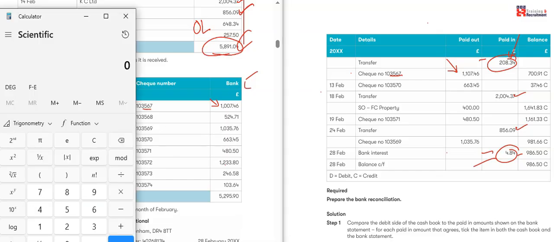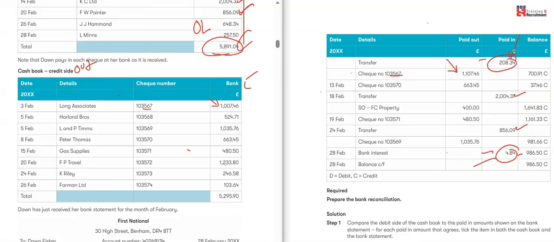Well, remember, bank is always right. If the bank says 1107.46, they're right, but we said 1007 point, it's 100 pounds, isn't it? Yes, it is 100 pounds. So we said 100 less, so we need to credit our cash book more by this 100. This is one correction.